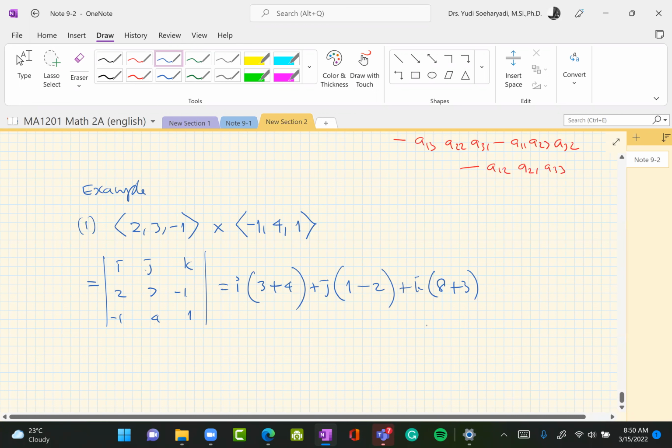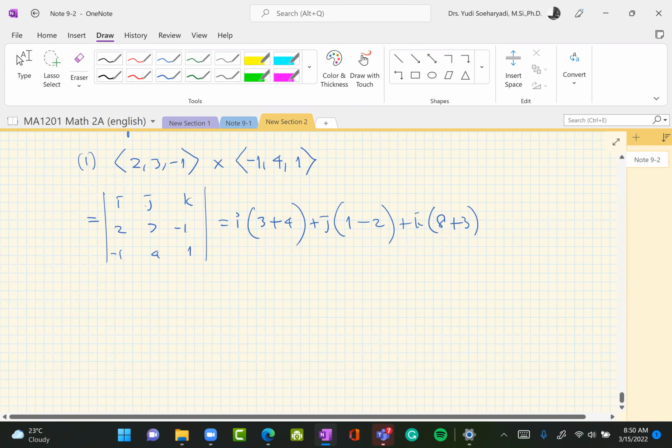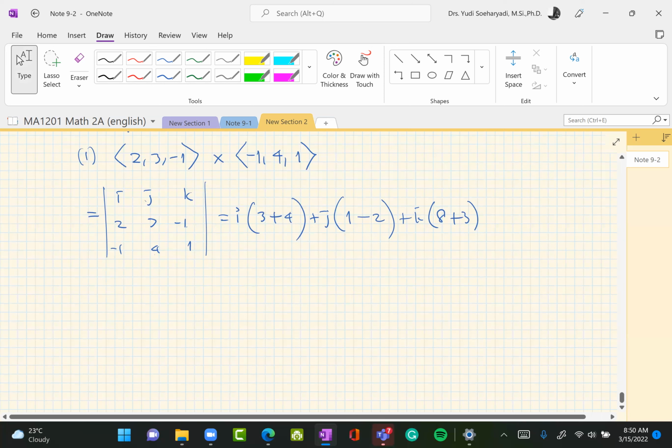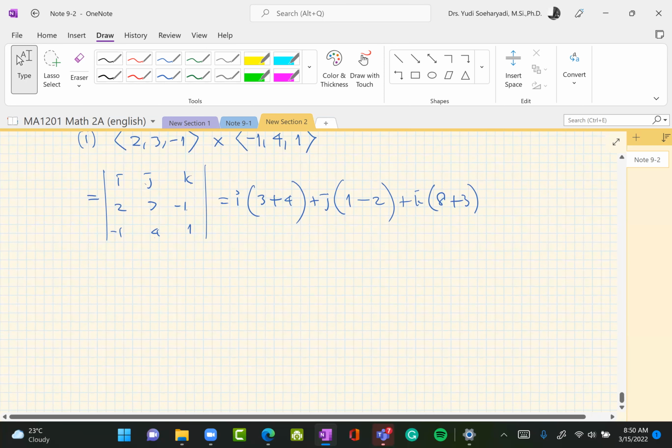Okay, so okay with this one. There is another way to find the determinant. Actually, that is the general rule to find the determinant using cofactor. But I'll tell you the next time with this.